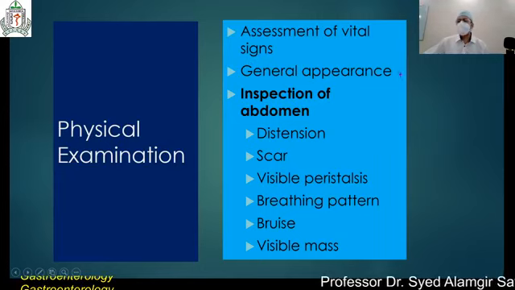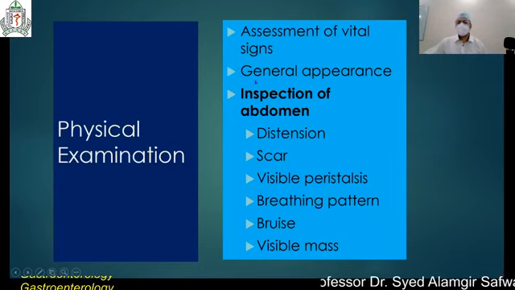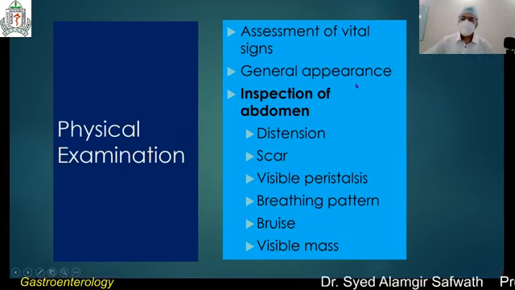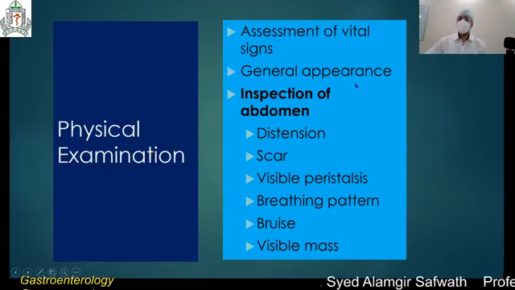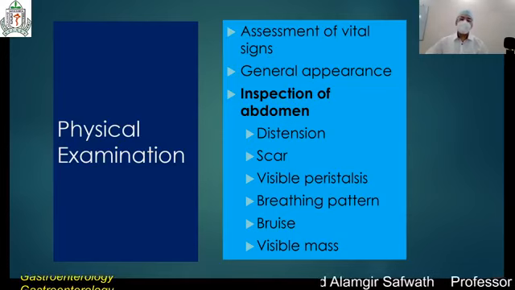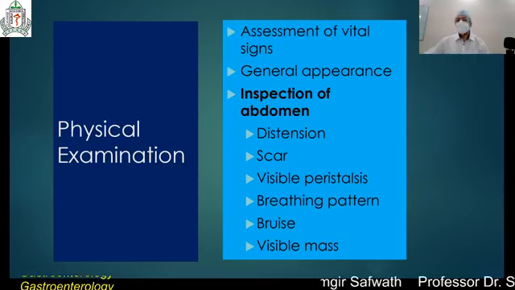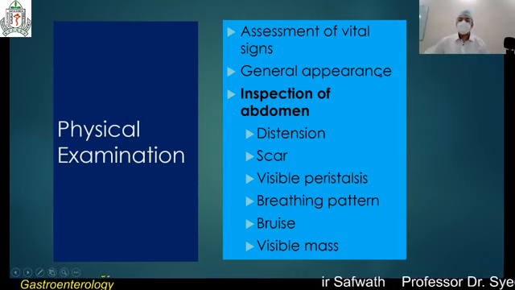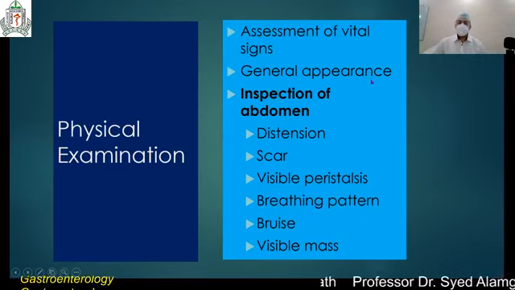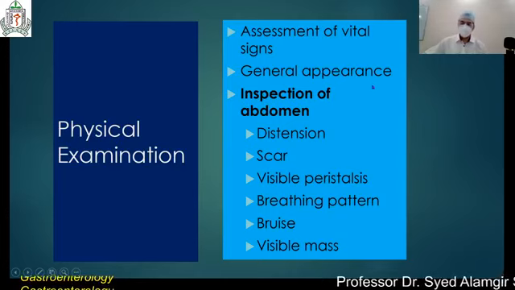Then look at the general appearance of the patient, whether he is ill looking, whether he is toxic, because in some cases of severe abdominal pain, the patient may become toxic, or some causes of abdominal pain can even give rise to septicemia. Suppose a patient came to you with a perforated hollow viscus, the patient may develop septicemia, so the patient will be toxic. So general appearance is very important.